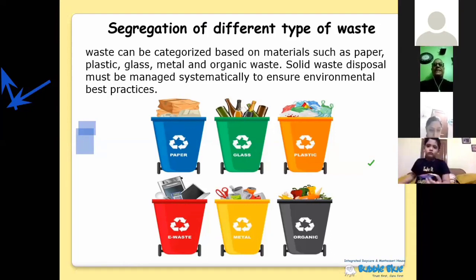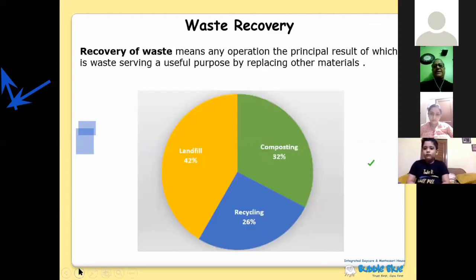Okay. This solid waste disposal must be managed systematically to ensure environmental best practices. So you can see the segregation of paper, plastic, glass, metal, and organic waste. All these are segregated and sent for recycling and making of other products, byproducts. You can say recycling, making of new byproducts. Okay, next slide.